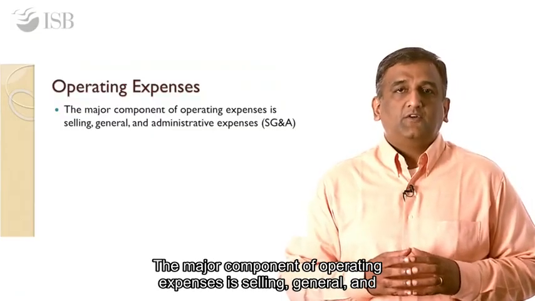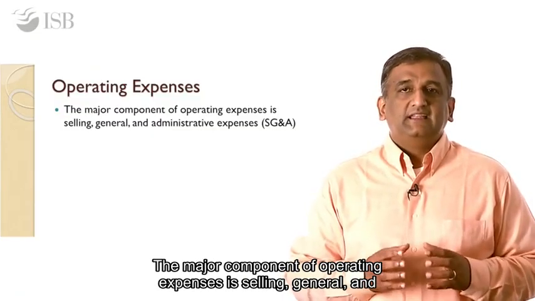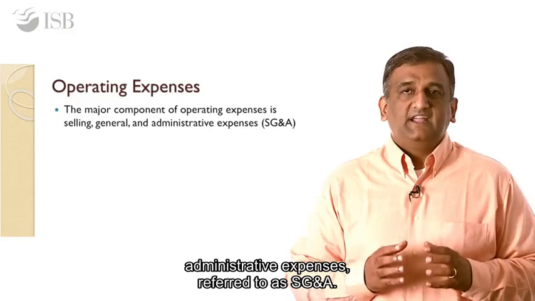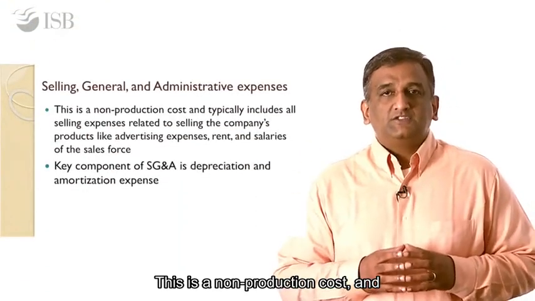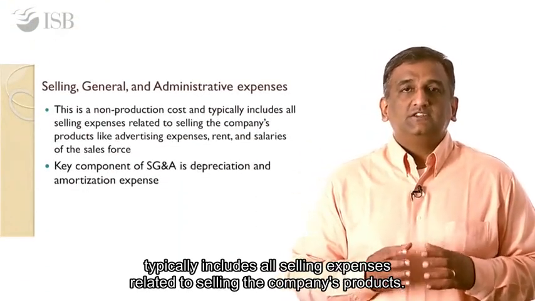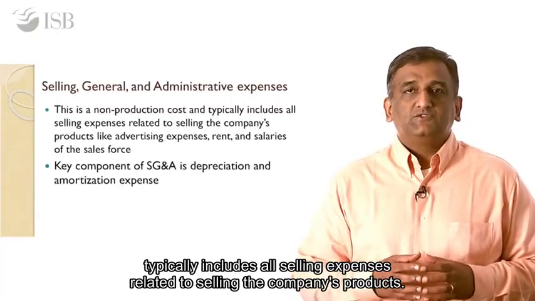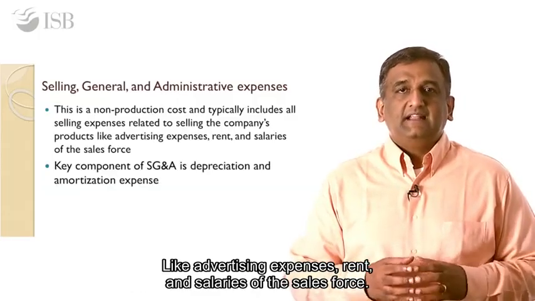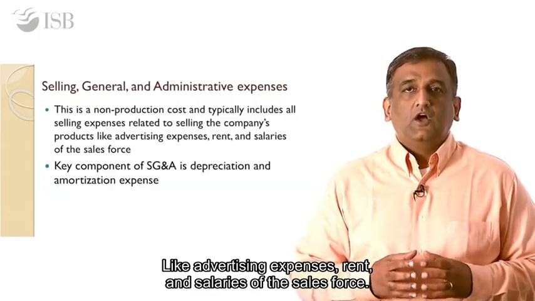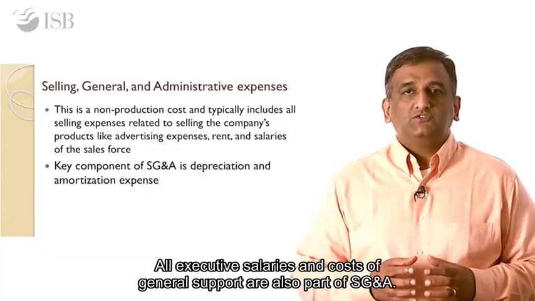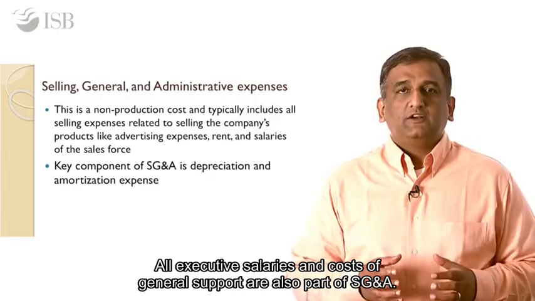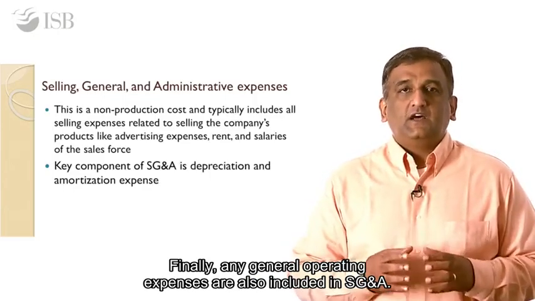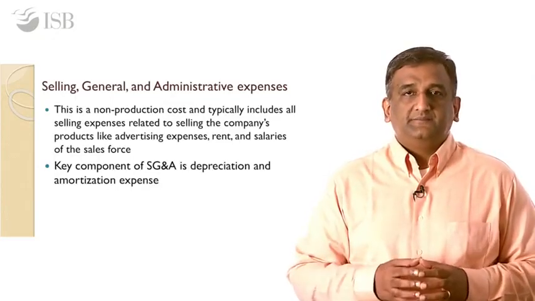The major component of operating expenses is selling, general and administrative expenses, referred to as SG&A. This is a non-production cost and typically includes all selling expenses related to selling the company's products like advertising expenses, rent and salaries of the sales force. All executive salaries and costs of general support are also part of SG&A. Finally, any general operating expenses are also included in SG&A.